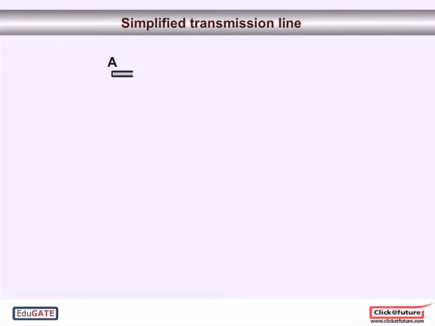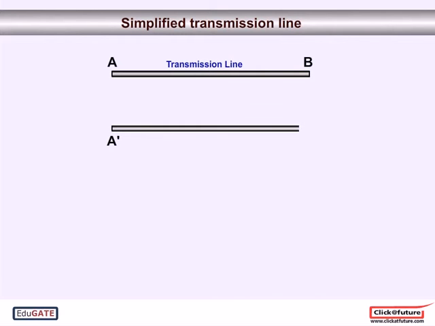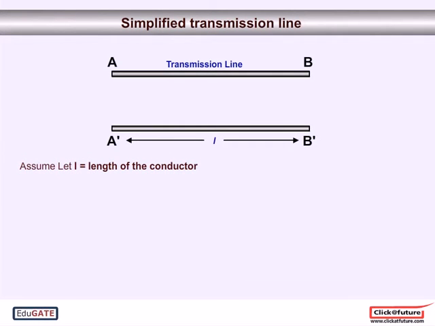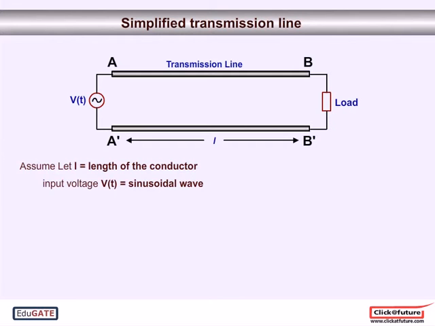Consider 2 conductors, namely AB and A1, B1, each of length L. The voltage source is applied at the A1 end and load is connected at the B1 terminal. We have applied a sinusoidal voltage of frequency F at the input.